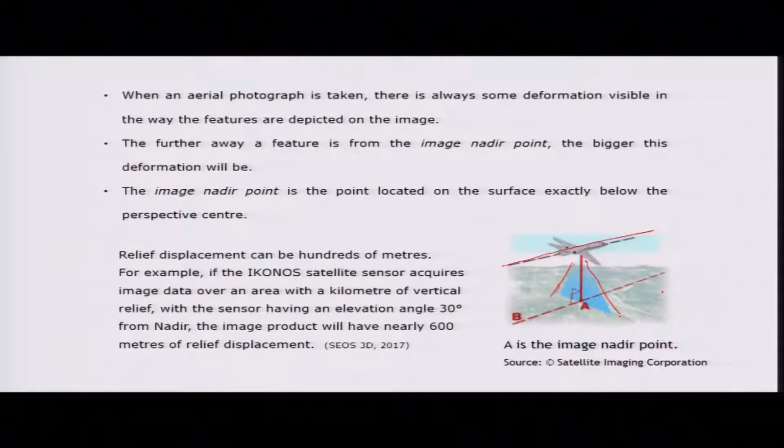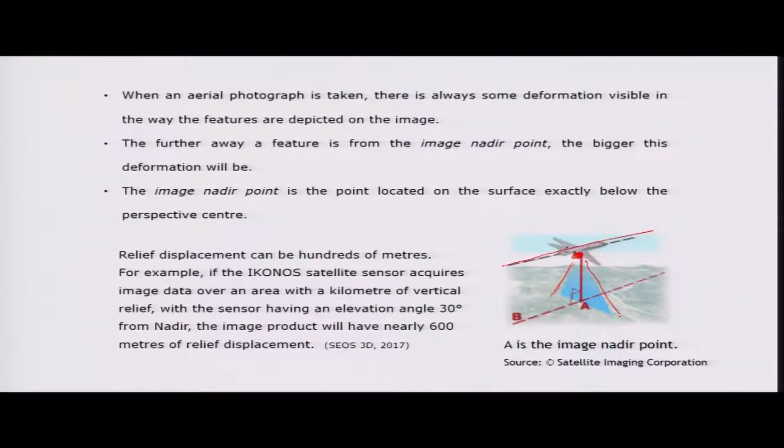So, what will happen here? When an aerial photograph is taken, there will be some deformation visible in the way the features are depicted on the image. The further away a feature is from the image nadir point, the bigger this deformation will be. The image nadir point is the point located on the surface exactly below the perspective center. What is the perspective center? I discussed it earlier. The perspective center, or the camera lens, the point vertically below the camera lens is your perspective center. It is called the nadir point.